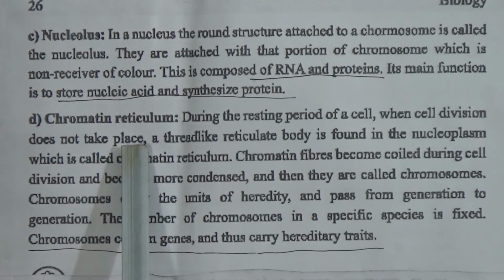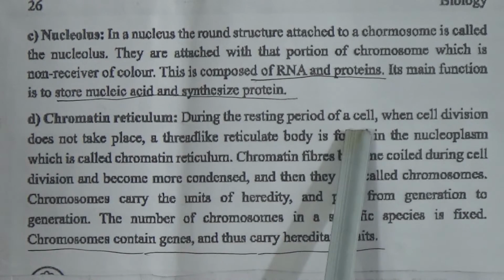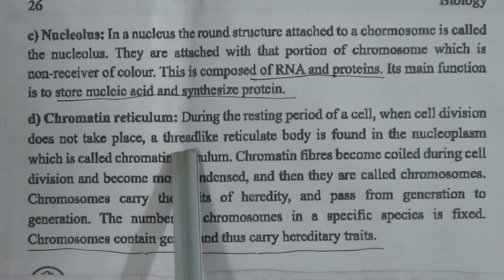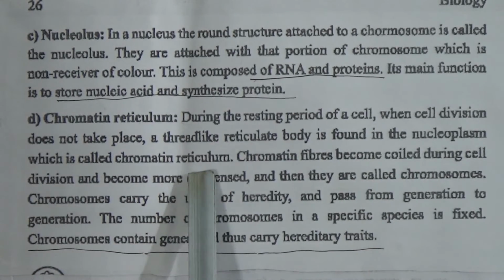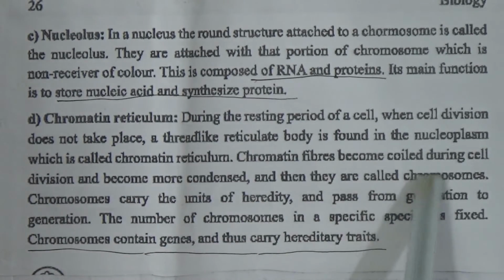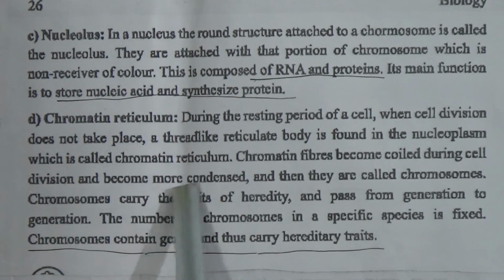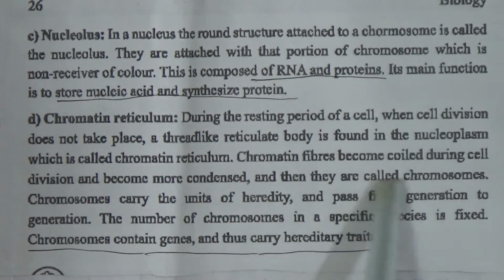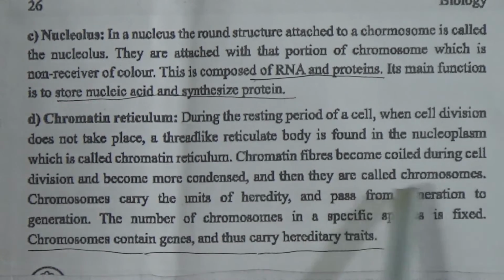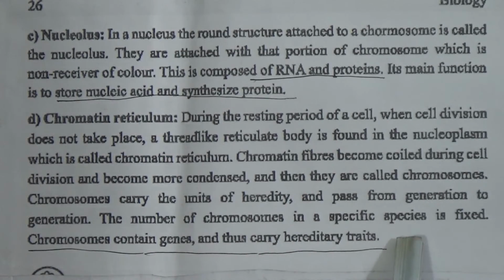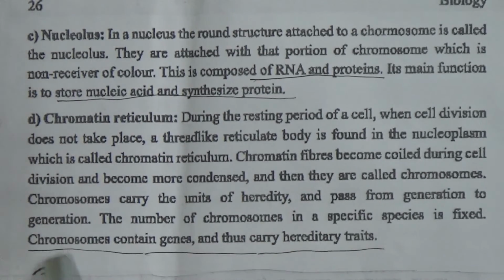Now chromatin reticulum. During the resting period of a cell, when cell division does not take place, a thread-like reticulate body is found in the nucleoplasm, which is called chromatin reticulum. Chromatin fibers become coiled during cell division and more condensed, and then they are called chromosomes. Chromosomes carry the units of heredity and pass from generation to generation. The number of chromosomes in a specific species is fixed. Chromosomes contain genes and these carry the hereditary traits.